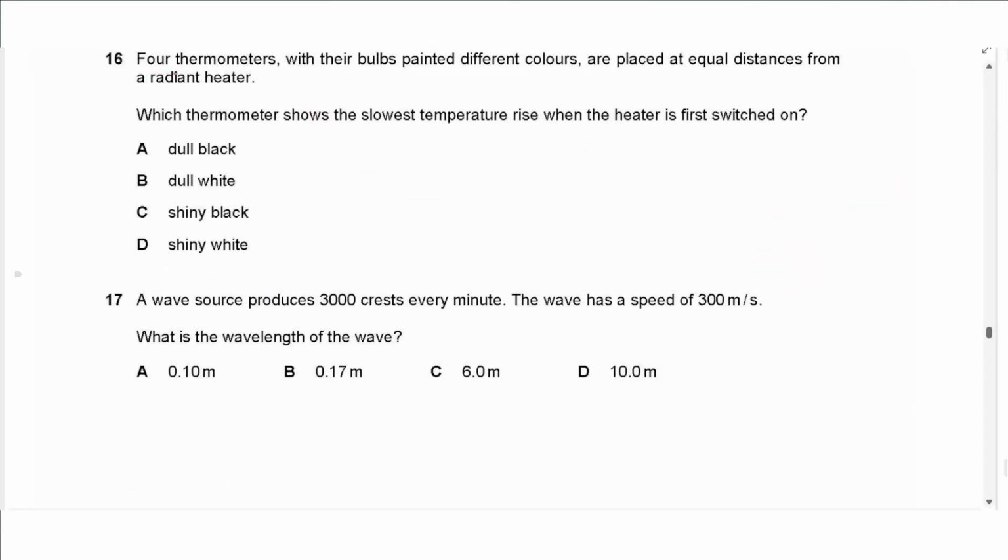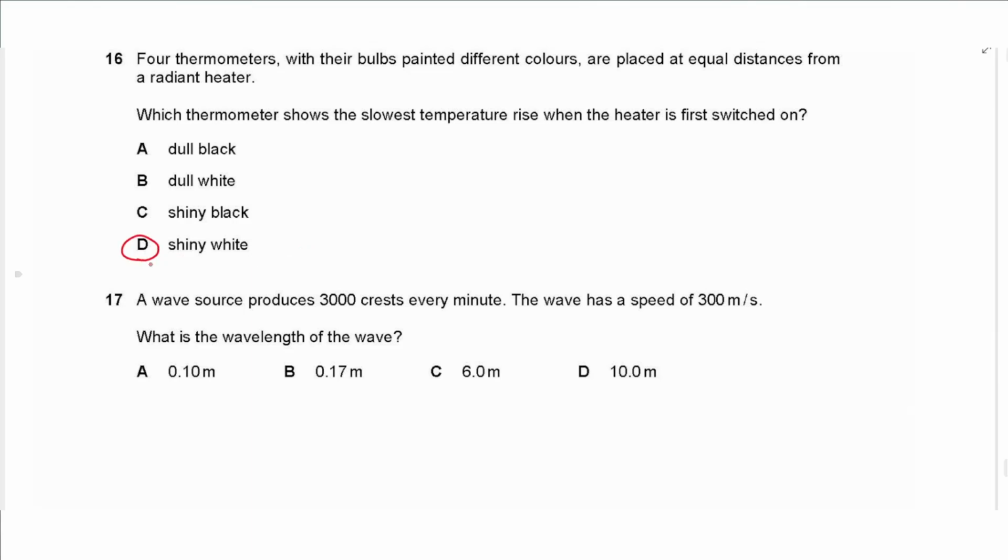Question 16 says 4 thermometers with their bulbs painted different colors are placed at equal distances from the radiant heater. Which thermometer shows the slowest temperature rise when the heater is first switched on? Slowest temperature rise means the slowest amount of radiation emitted, so a poor emitter surface. That would be the shiny white surface.